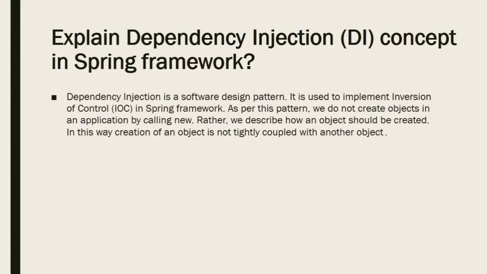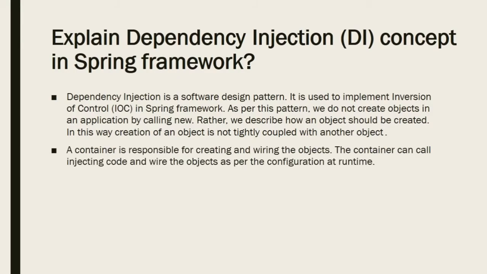It is used to implement inversion of control in Spring Framework. As per this pattern, we do not create objects in an application by calling new. Rather, we describe how an object should be created. In this way, creation of an object is not tightly coupled with another object. A container is responsible for creating and wiring the objects. The container can call injecting code and wire the objects as per the configuration at runtime.